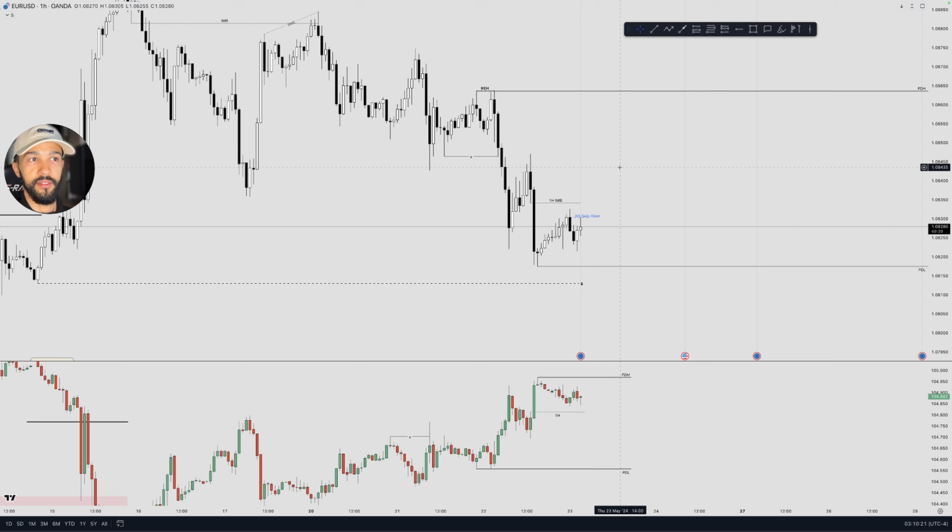So bearish bias clearly from the structure and the POI is above. So let's go down to the M15 and see what opportunities may be available today.